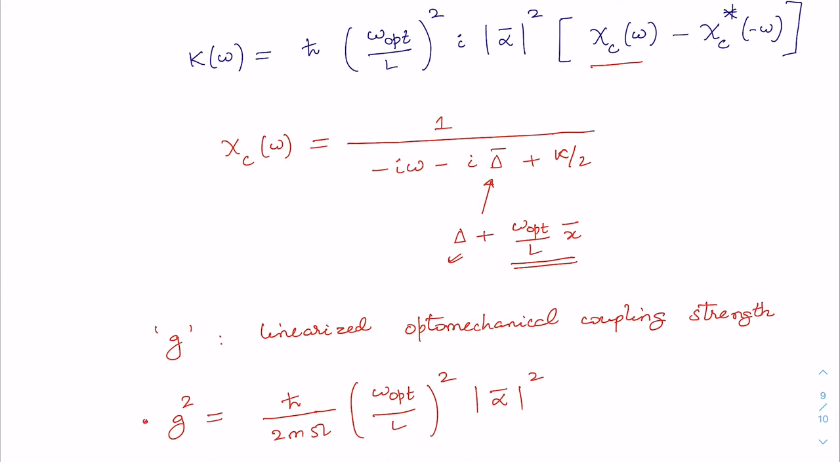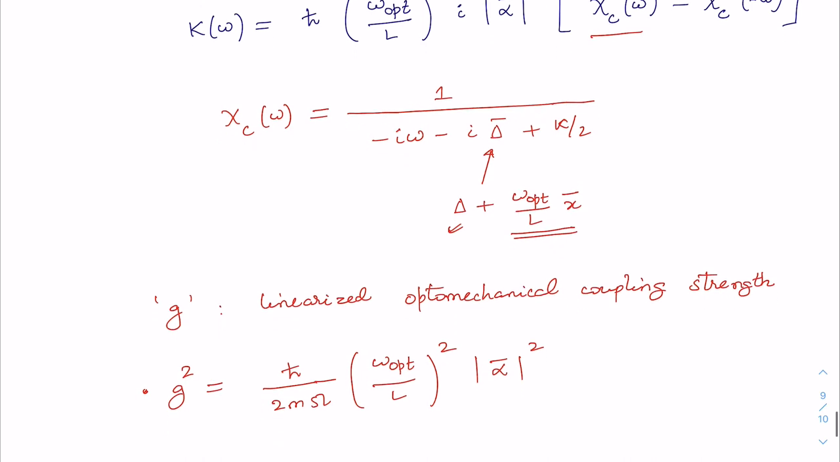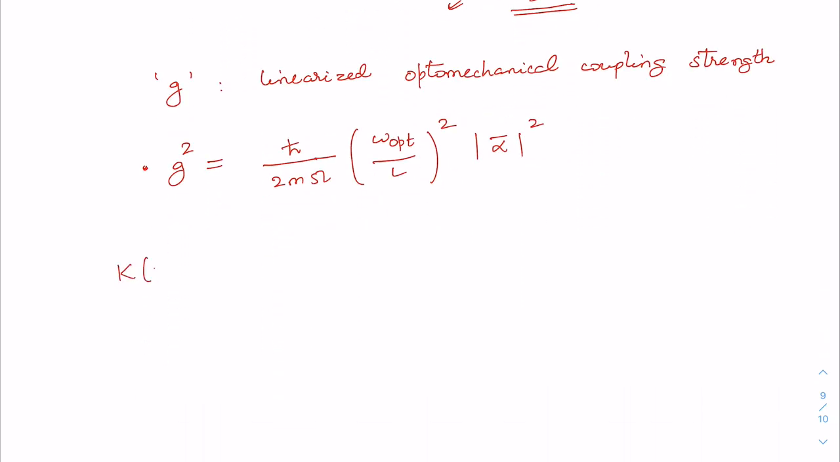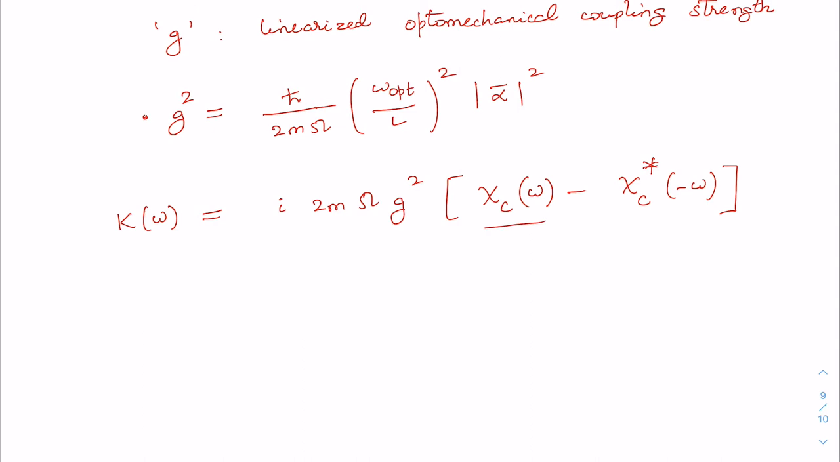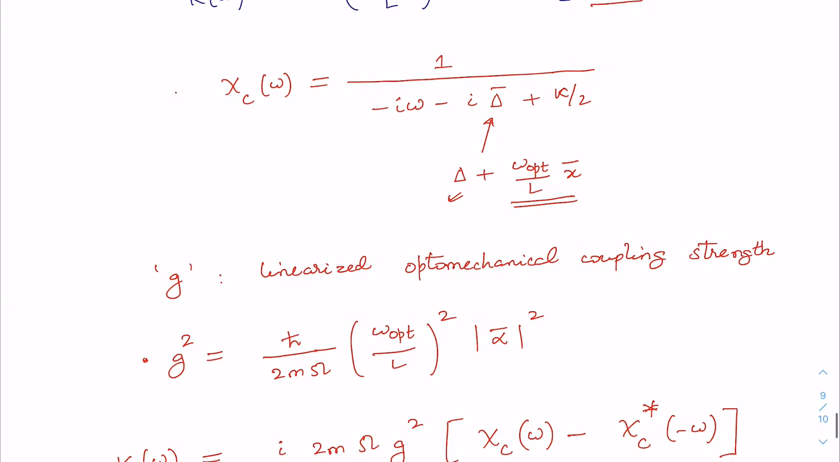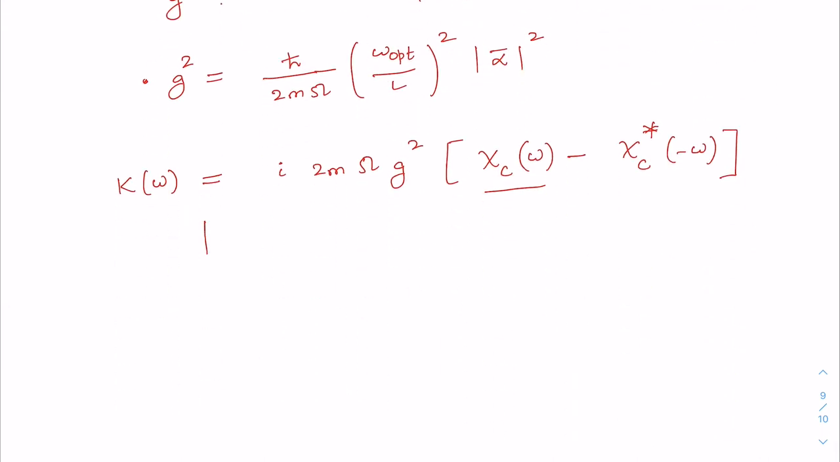So using this parameter z, the linearized optomechanical coupling strength, we can rewrite the expression for this capital K of omega as follows. That would be i into twice m omega z square times chi c, the cavity susceptibility parameter evaluated at frequency omega, minus its complex conjugate evaluated at frequency minus omega. Okay, now we can put the value of chi c and its complex conjugate evaluated at minus omega from this expression, and then, because this is a complex quantity, we can find the real part of k of omega and the imaginary part of k of omega.